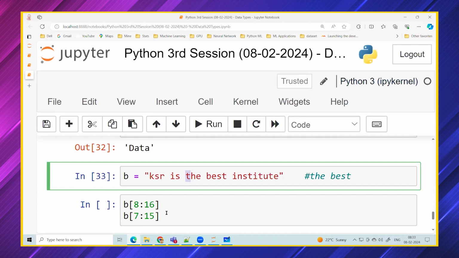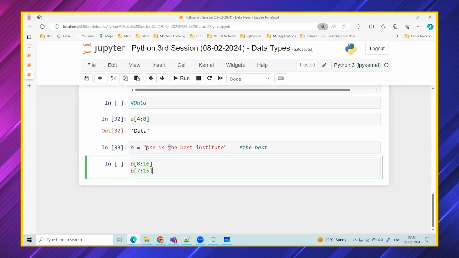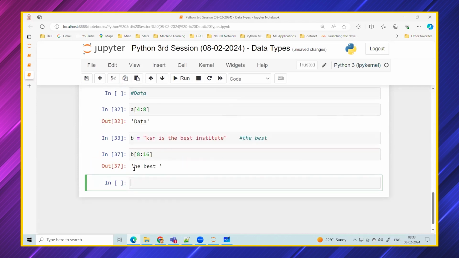See, I'm telling you again, try to concentrate in the class because 80% you can prepare in the class itself. You need not go back and watch the recording or practice everything. I've been clearly telling you in Python, the index starts from 0. So this is 0, 1, 2, 3, 4, 5, 6, 7. So 7 is a T, right? If I give 8 to 16, I'll miss out the T, and I need only best.